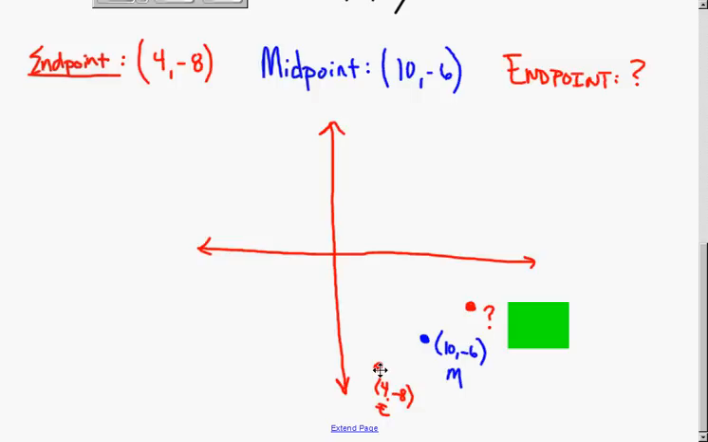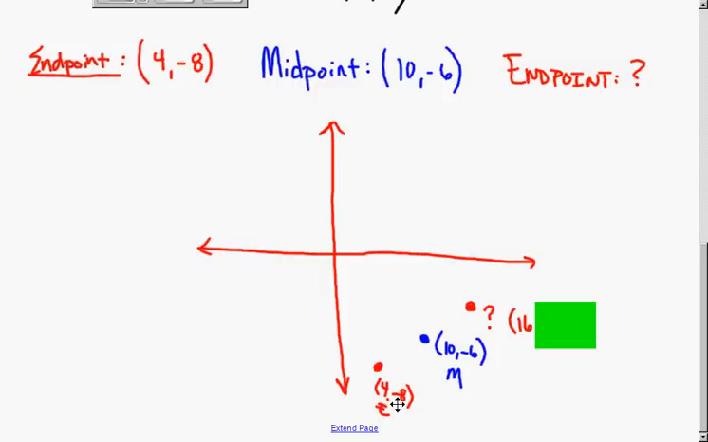Well, you moved over 4 units and you moved over 10 units. How do you go from 4 to 10? Well, you add 6. So in order, you'd gain 6 here. From here to there, you would also gain 6. So your x value would be 16.